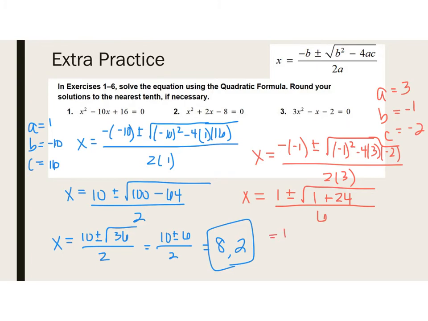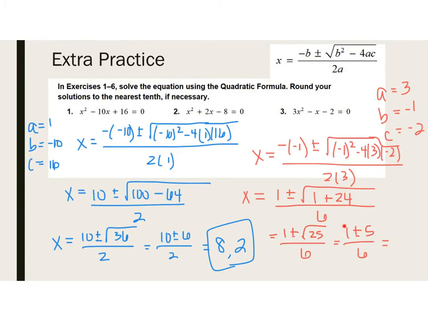Then I'm going to actually add my numbers underneath. So I have the square root of 25 over 6. What is the square root of 25? It is 5. And once you take that square root, stop writing it. All right, and then from here, you're going to do your 2 cases.